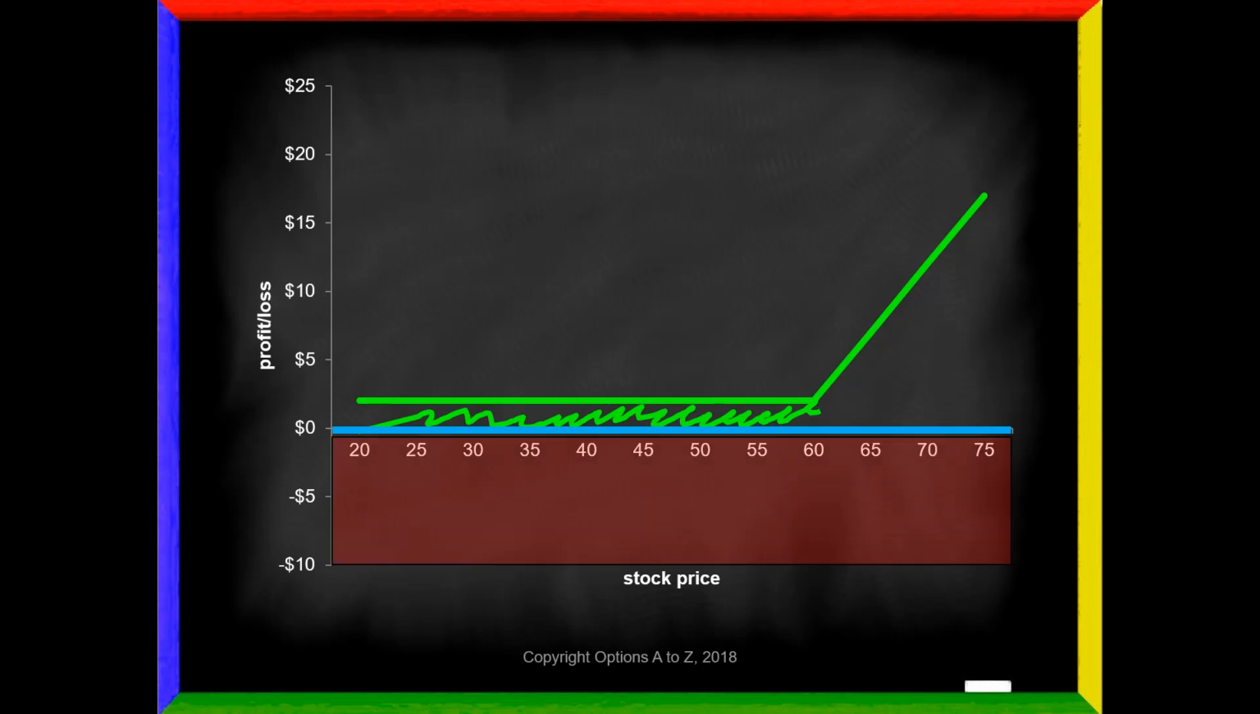Well, now look at it. I can't lose no matter how low that stock price falls. I am guaranteed to get $2 back minimum on my $6 investment, but I still have the room for unlimited gains. And now I can enjoy the ride for the long-term gains without the fear of losses.